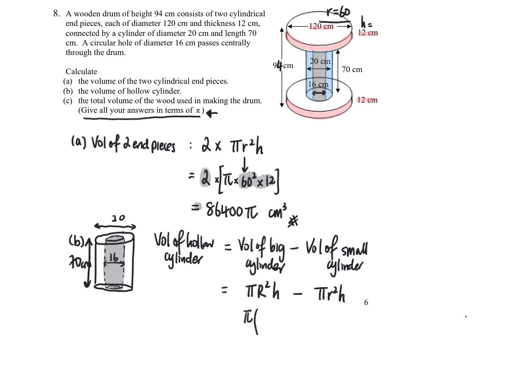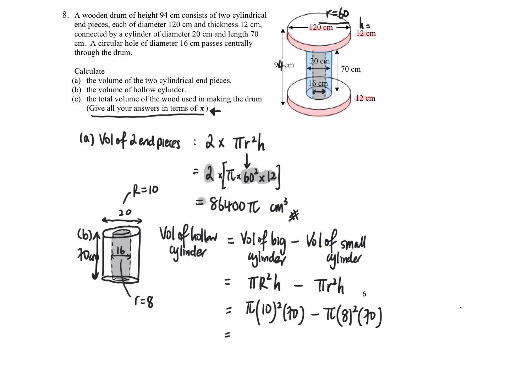Pi. My big R is 10. Okay, my small r is 8. So put in everything you know. Okay, remember, don't evaluate the pi. Just leave it alone and calculate normally. So this is 70 times 100 square. I get 7,000 pi.